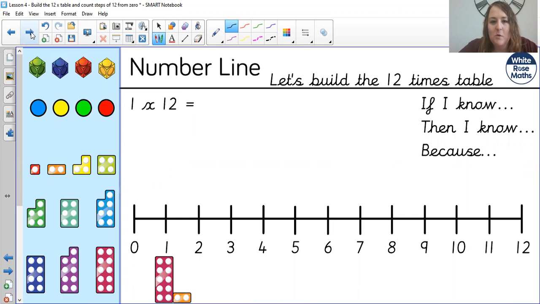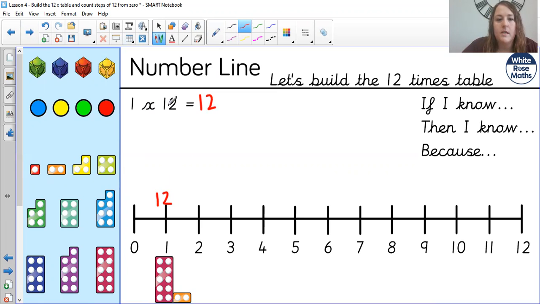Building the 12s. Now the 12s, lots of us find the trickiest times table. They're the biggest number. They haven't got a nice pattern like we noticed when we did the 11s, but how can we build it? How can we work it out? So I'm going to start in my red colour just for now, and I'm starting with one group of 12. One lot of 12 I know is 12, so I can pop that one down here on the number line. Then I'm going to be using the if I know, then I know because strategy.